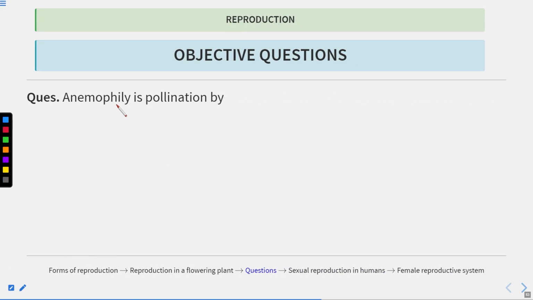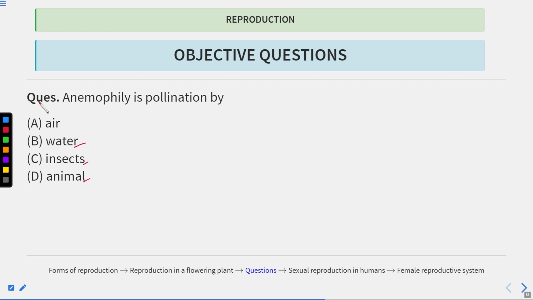Now next question, it is a straightforward question. Anemophily is the pollination by, so this question we have already studied. What is anemophily? Let's have a look at the options. Option A is air, option B is water, option C is insects, and option D is animal. So what should be the answer?